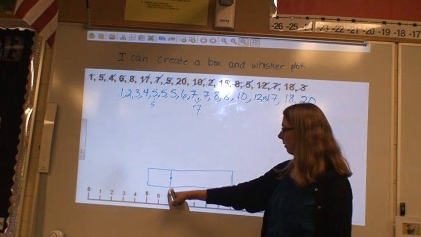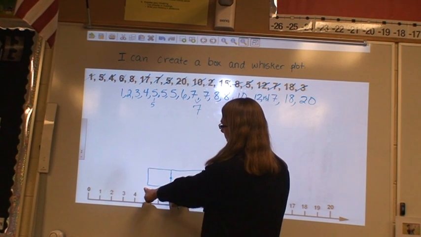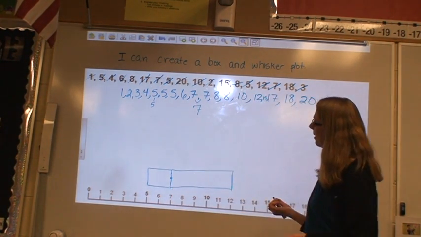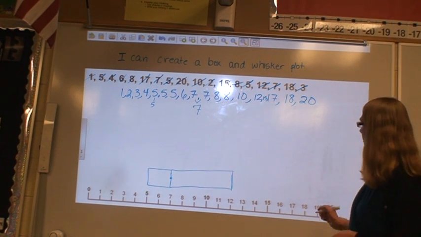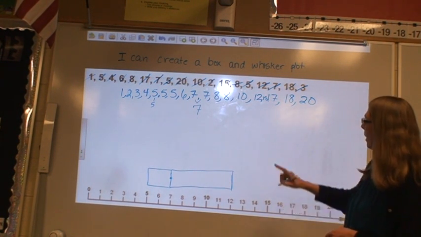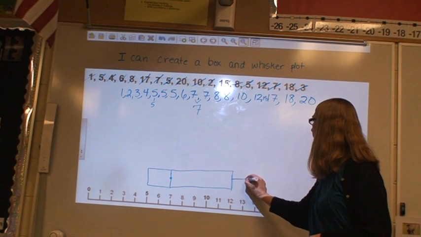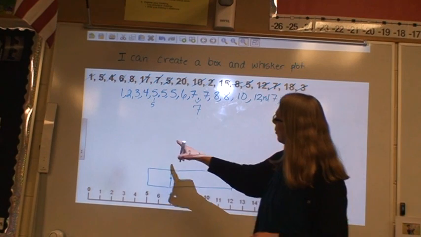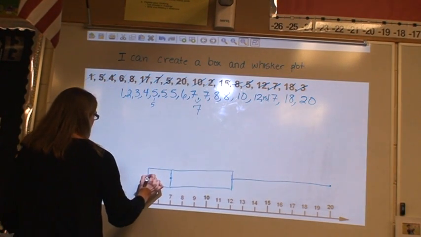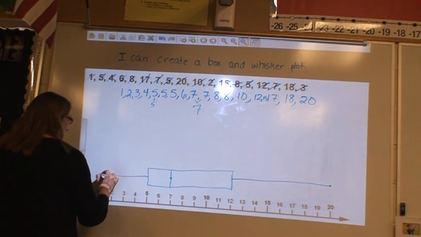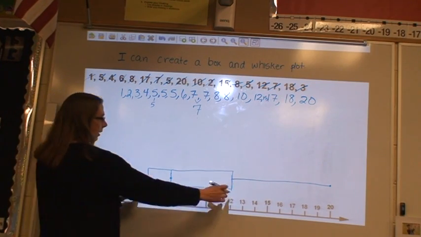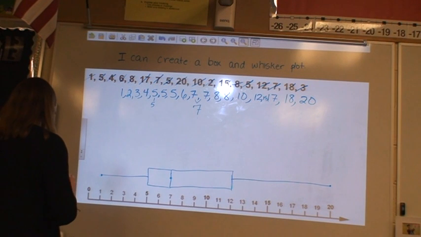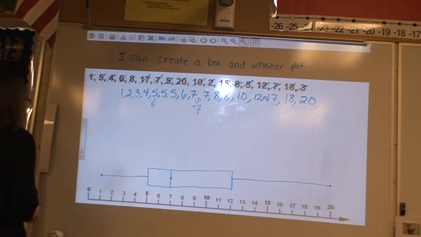So now you've got the median. You have the median of your lower numbers, and you have the median of your upper numbers. The last points that you need are called your maximum and your minimum, and they actually look at your whole range. So I'm going to go all the way up to 20, and I'm going to put a dot there, and then I'm going to go all the way down to 1, because that was my lowest part of my range, and I'm going to put a dot there. So this is my box, and these are my whiskers. The whiskers go from the max to the min, so I'm going to go ahead and label these.